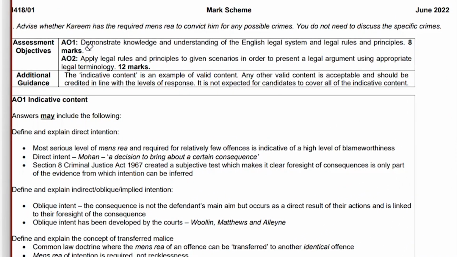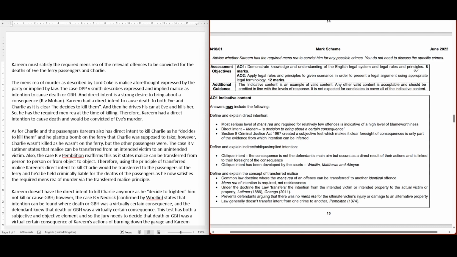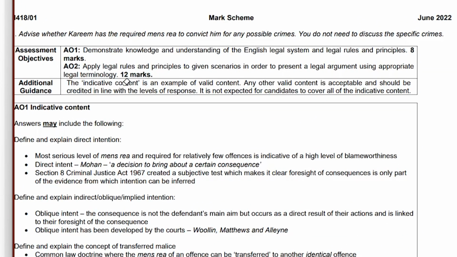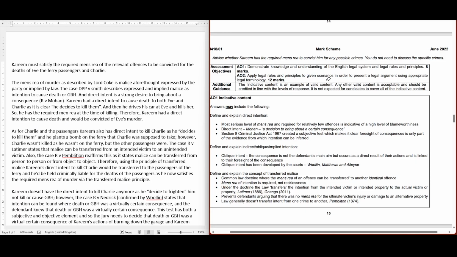An AO1 is the ability to demonstrate knowledge and understanding of the English legal system, legal rules and principles. So this is the content that you've memorized. You need to regurgitate the relevant content, the relevant laws, and write that down on the paper. Then the AO2 is where you apply the legal rules and principles, the AO1, to the given scenarios to present a legal argument, and you use appropriate legal terminology. The AO1 is worth 8 marks, the AO2 is worth 12 marks.